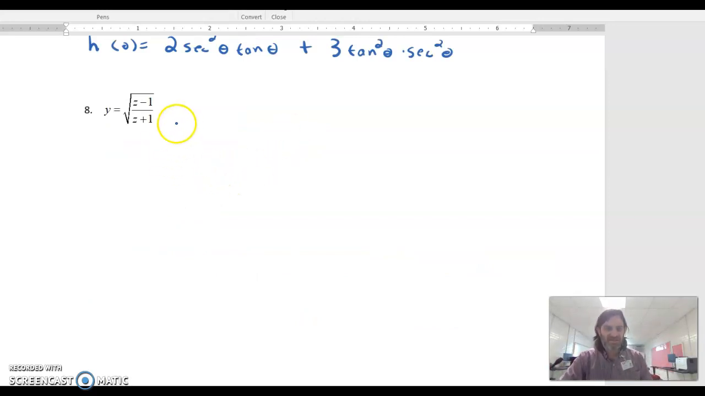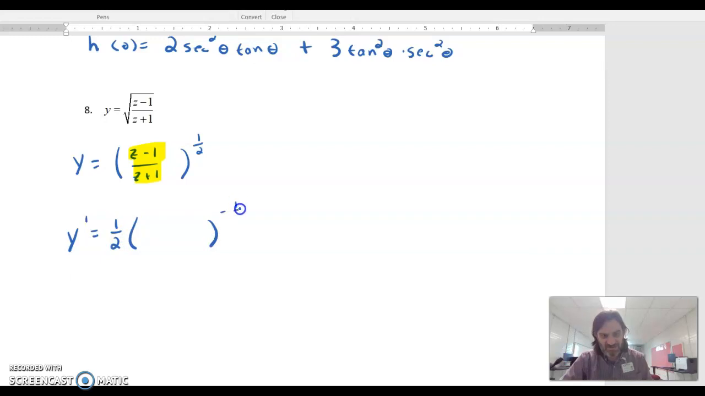So let's just go ahead and start off by rewriting that using an exponent. So we'll say y equals this big old thing to the 1/2, z minus 1 over z plus 1. Now that is a power rule part, because we got something fancy raised to the 1/2. So when we go to do that, we'll say y prime equals, and bring the power out front, 1/2, and the power will go down to negative 1/2. So we'll keep the z minus 1 over the z plus 1 on the inside. So that's the regular part of the u or the g.